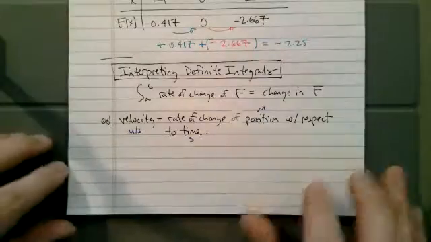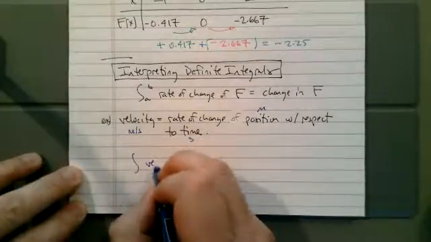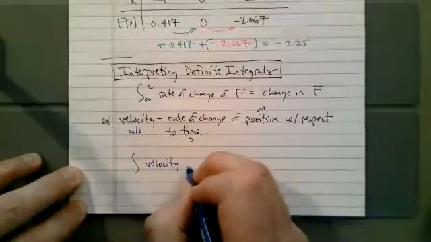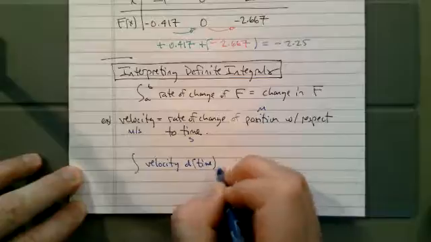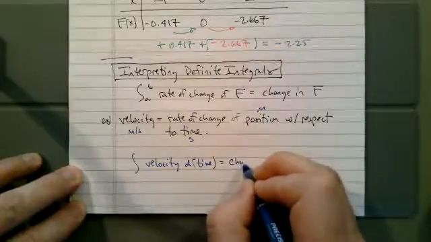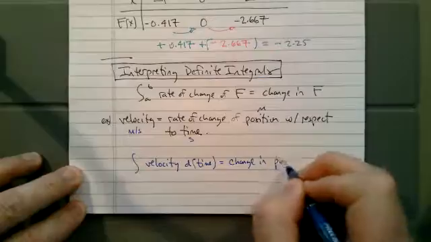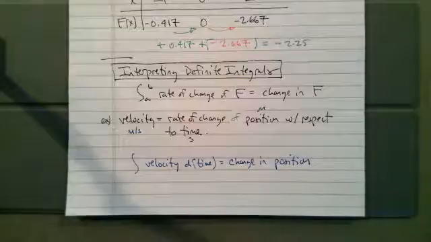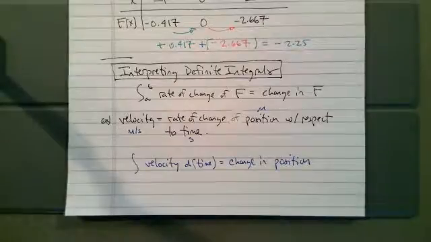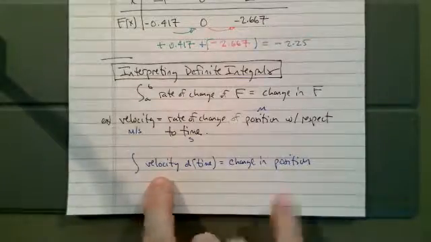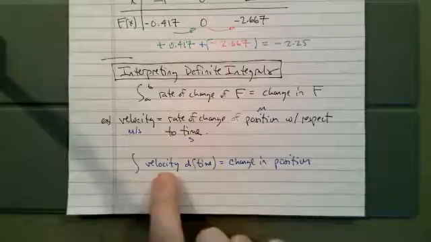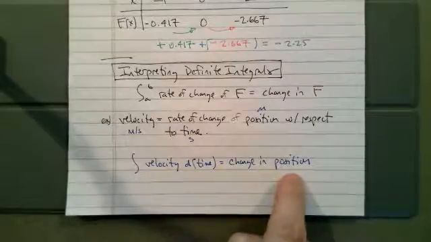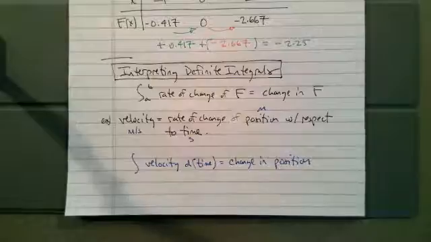So what that means is that if we integrate the velocity with respect to time, we'll get the change in position. Since velocity is the rate of change of position, if we integrate the velocity with respect to time, that'll tell us the change in position. This is how we want to interpret definite integrals.